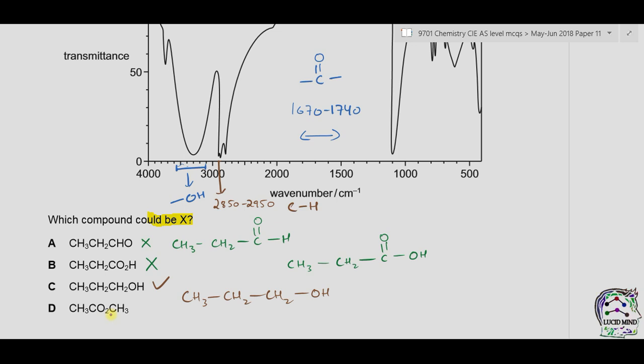In D, we have an ester, which is CH3, C double bond O, CH3. Again, a carbonyl carbon is present, whose peak is absent, so therefore D is wrong. The correct answer is therefore C.